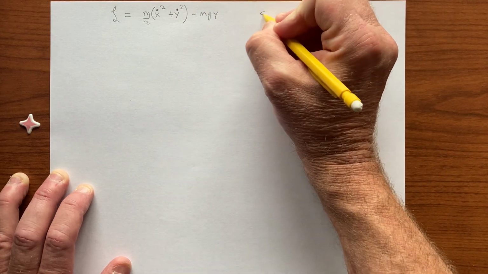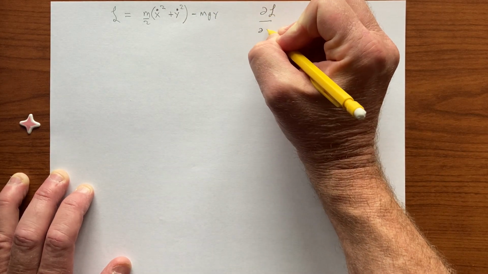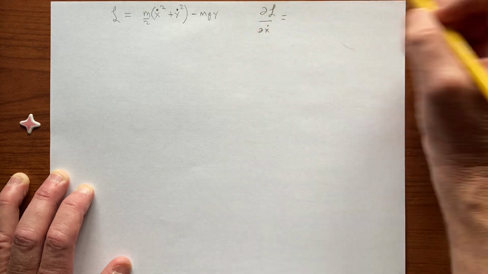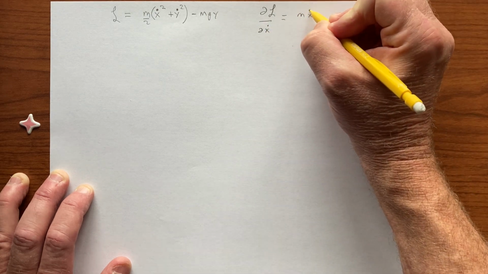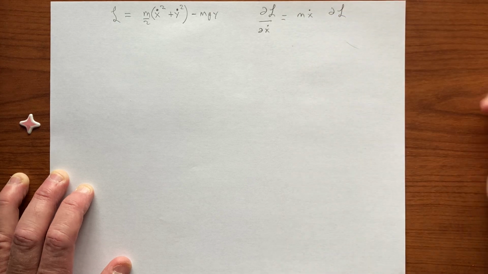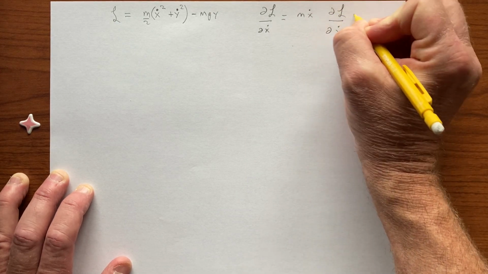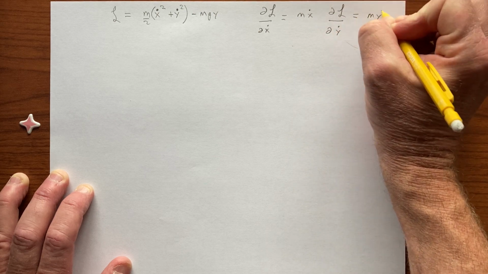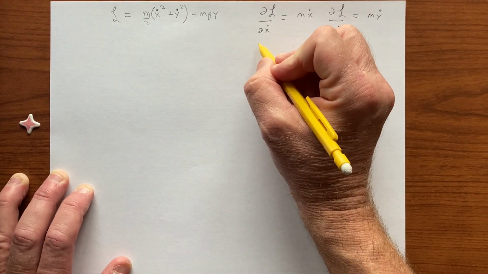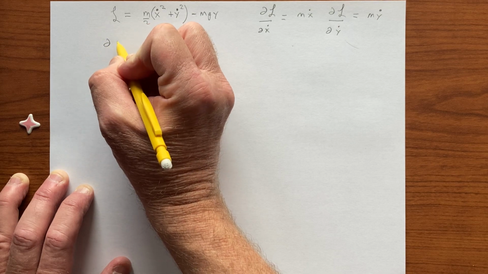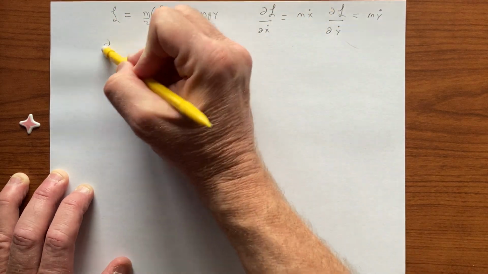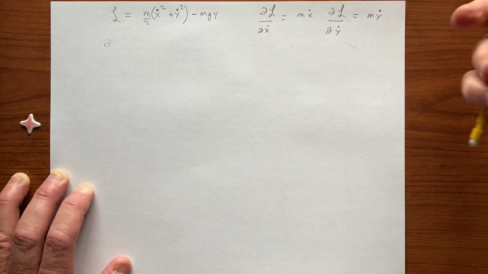And so we can do dL by dx dot, and that is m x dot, dL by dy dot, and that is m y dot, and sorry, there's nothing more to do there.